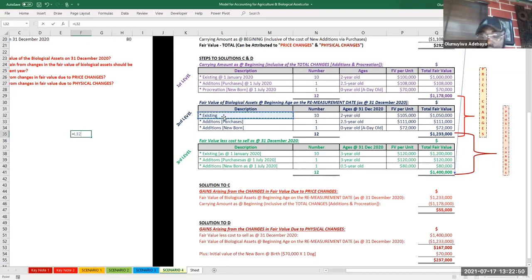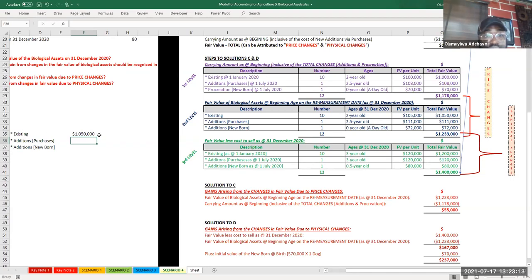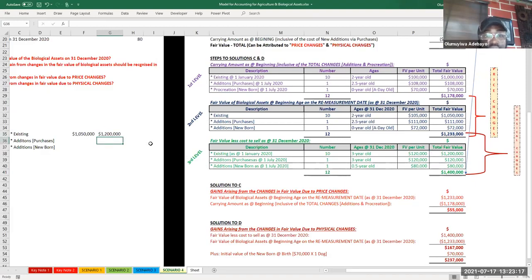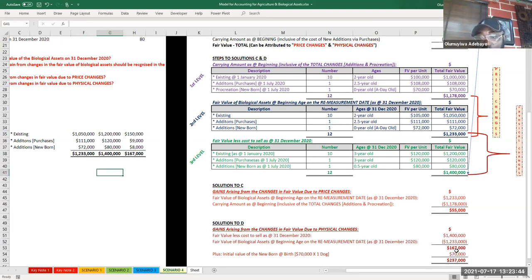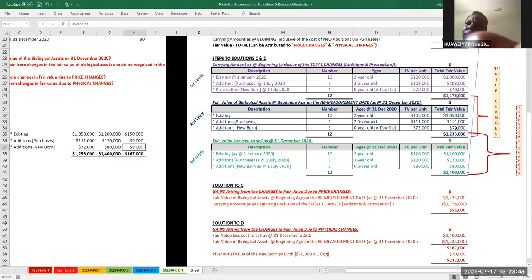For existing, now what are the differences? Let me put it side by side. Now, let's look at it. You find out that what you have only recognized in this 167 is just 8, which is the movement between 72 and 80. You have not taken care of the initial free gift you got from birth.